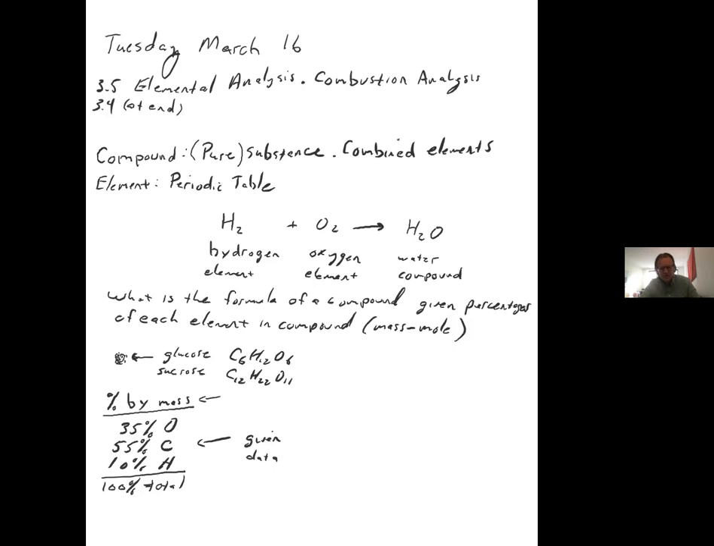So what does that mean, percentage by mass? What it means is it's the mass of the element that we're talking about divided by the total mass times 100%. Okay, so these numbers, when you see them, 35% oxygen or 55% carbon, what that means is the mass of oxygen divided by the total mass times 100 is 35%. The total mass is the molar mass of the compound.